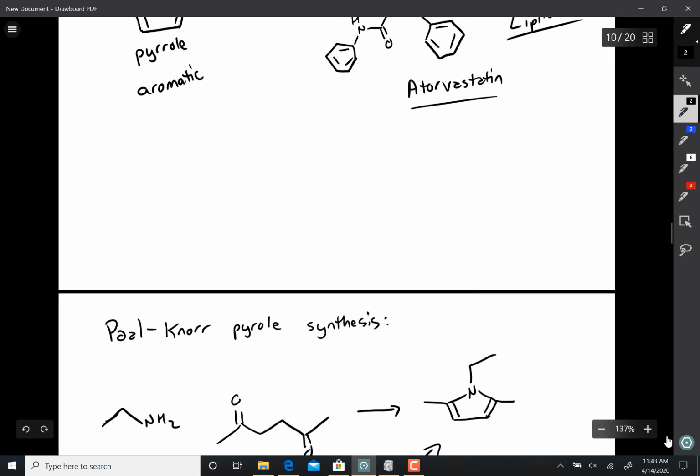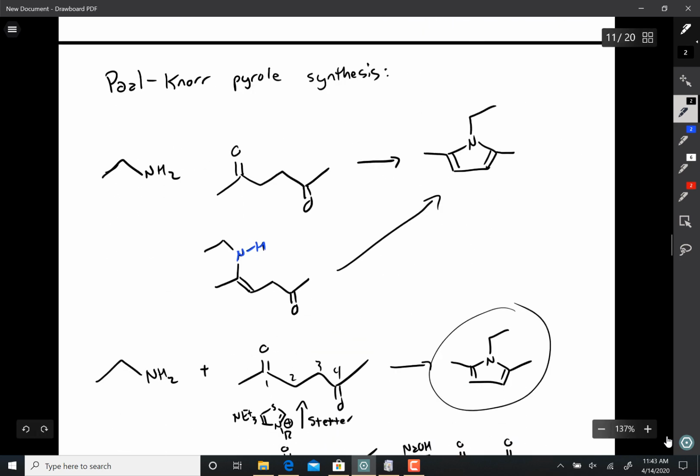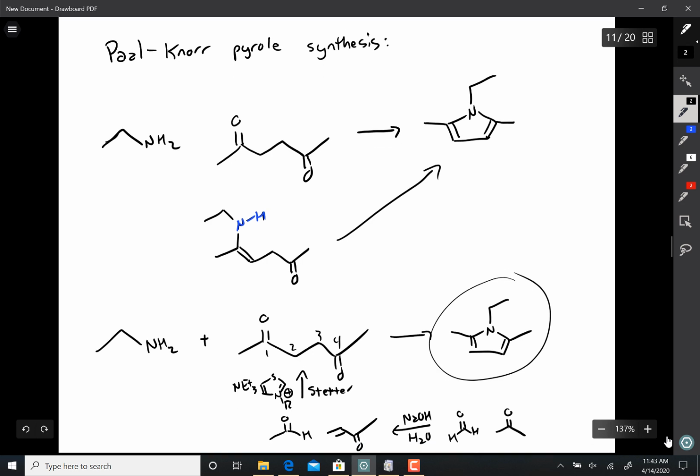Okay. That's pretty much it. This mechanism right here, all it is just two enamine formations. And that's it.